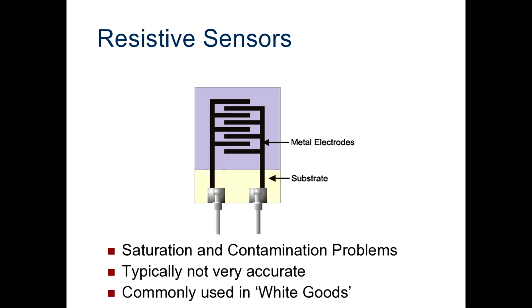Resistive sensors are also used to measure relative humidity. In this case, we have two isolated conductive electrodes. The sensor element is coated with a material that absorbs humidity and also changes the electrical resistance. These types of sensors are prone to saturation and contamination problems. These are typically not very accurate devices and are commonly used in white goods, such as the automatic turn-off cycle of a clothes dryer or to control a fan in a bathroom, for example.